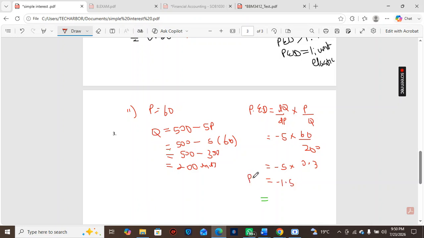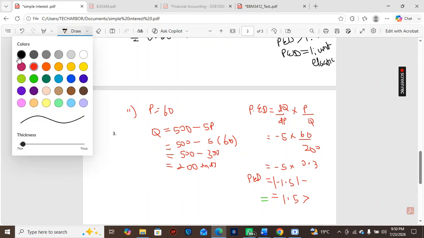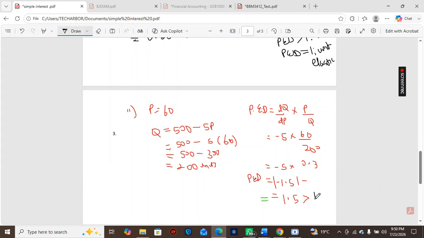So on price elasticity of demand, we get the absolute value, which is 1.5. Since 1.5 is greater than 1, demand is elastic. Yes, colleagues. Any questions?